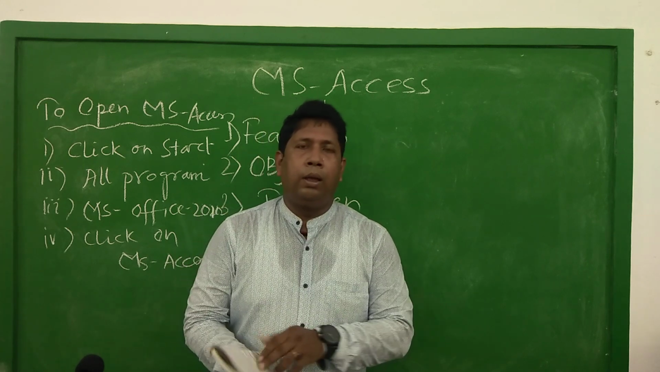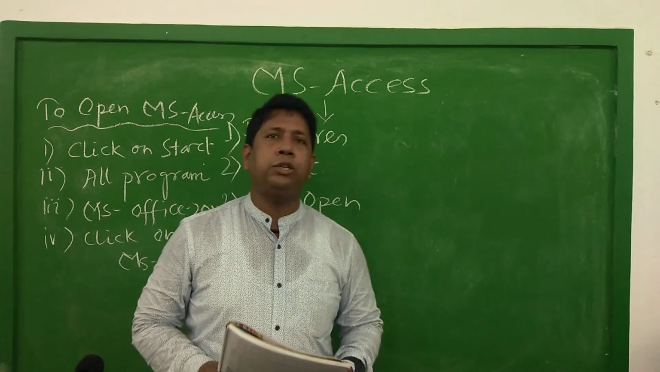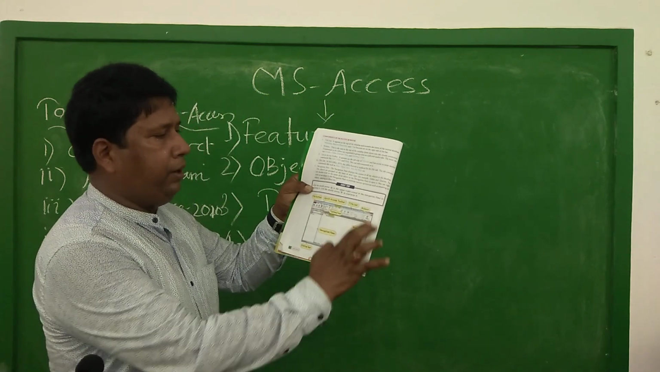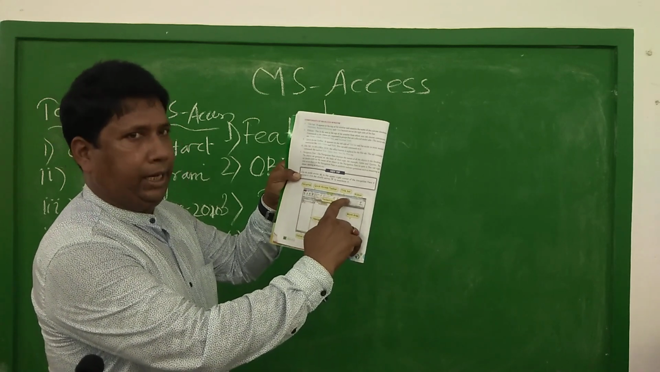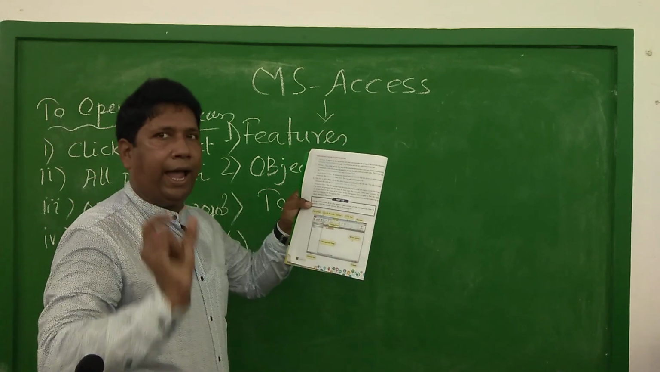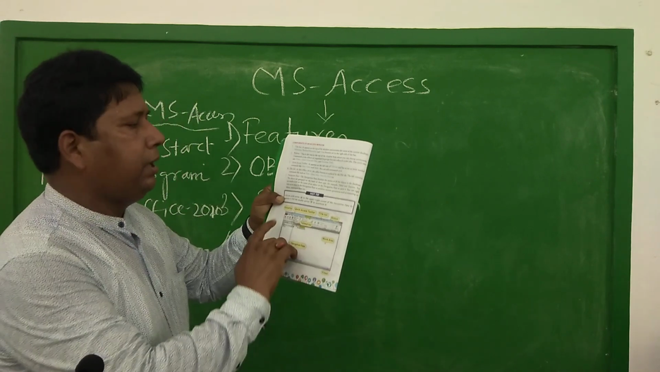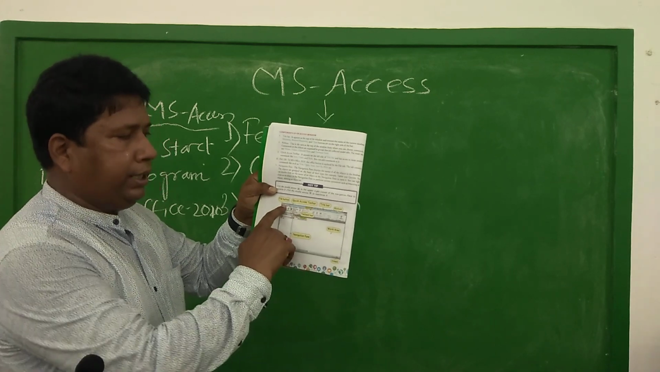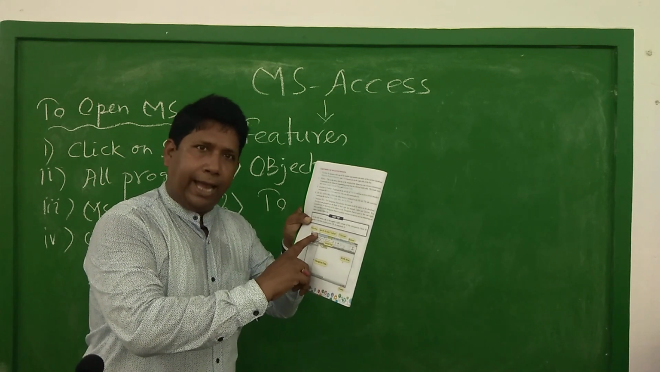Now, what are the components of MS Access? First component is the title bar. See, this is the view that will appear on your computer screen. This bar is known as the title bar. The title bar contains the file name of the database. After that, you can find the quick access toolbar. From this toolbar, you can save the file directly.